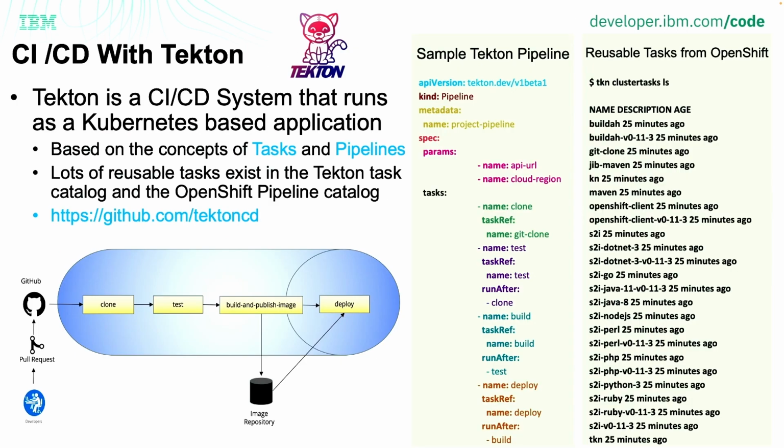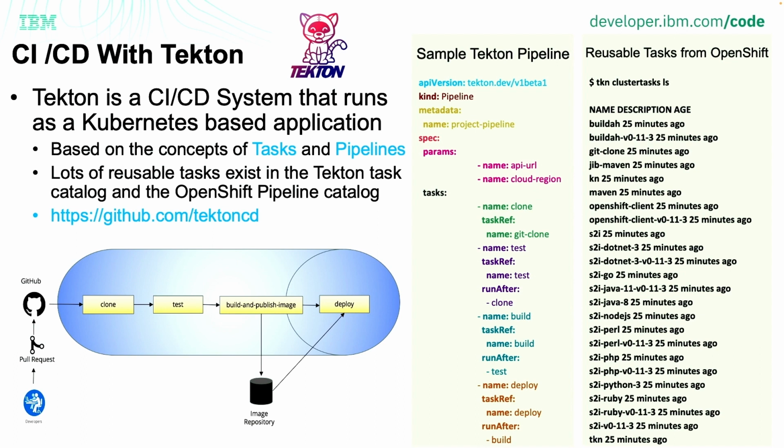So let's talk about the open source tools that are very popular in the cloud native world for doing CI/CD. The first one is called Tekton. It's a CI/CD system, and it runs as a Kubernetes-based application, right? So it's eating its own dog food, right? It's actually running as an application. Basically, it's got the concept of tasks and pipelines. And so, the tasks are these reusable build units.